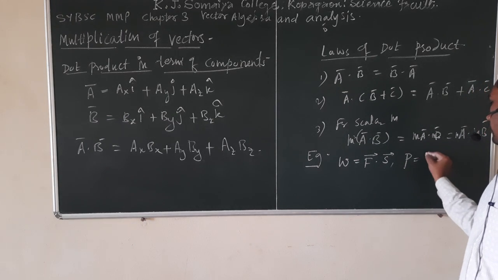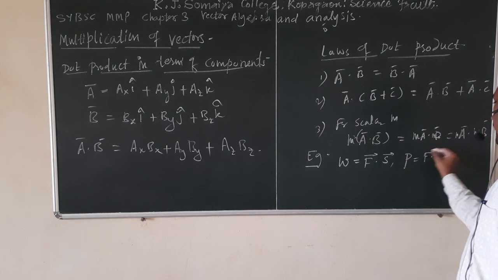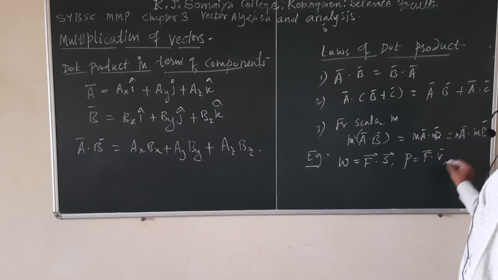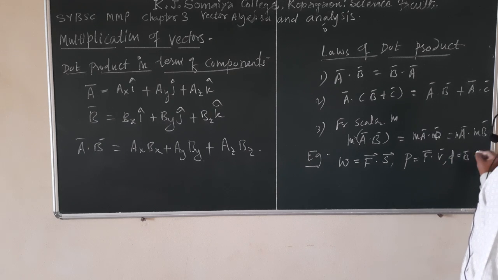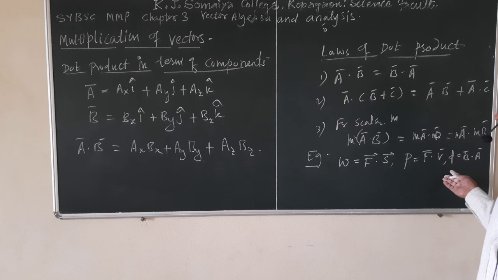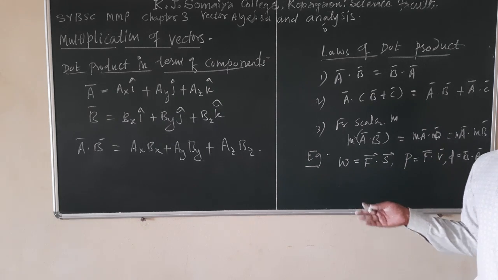Power is the dot product of force and velocity of the object. Then flux is the dot product of B dot A. A is the area vector, from which we are going to find the flux. B is the magnetic field induction. Okay, so these are the examples of dot product which occur in physics.